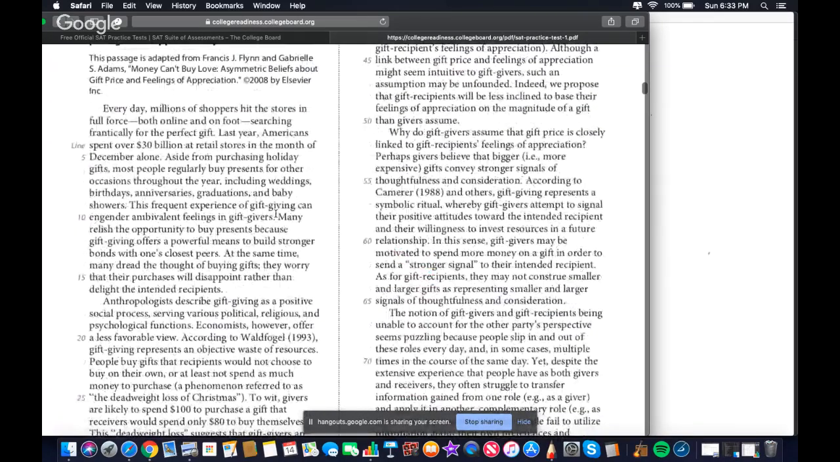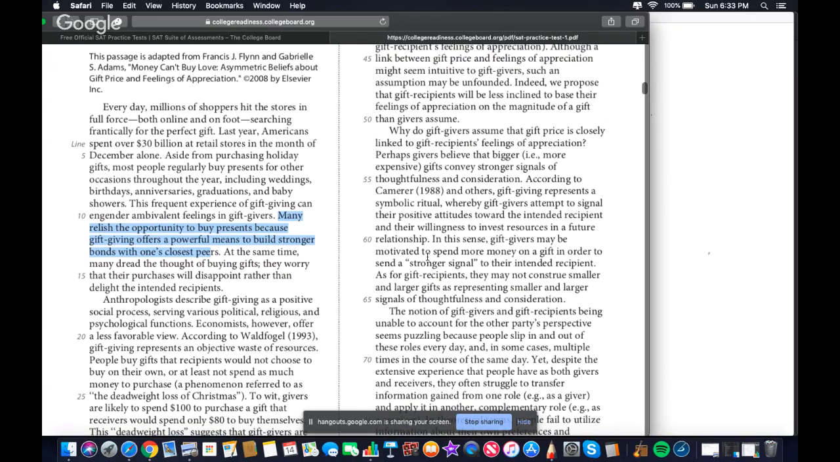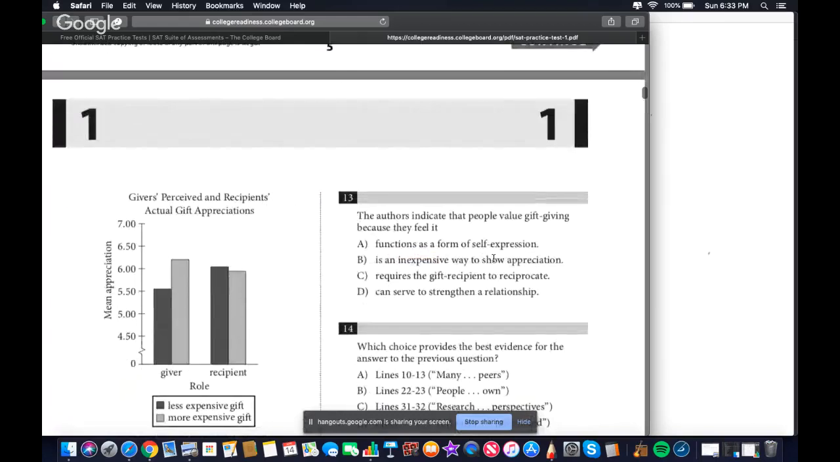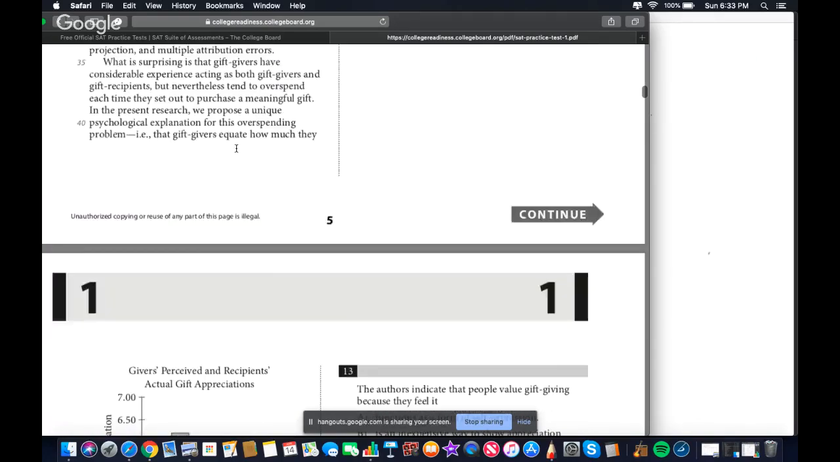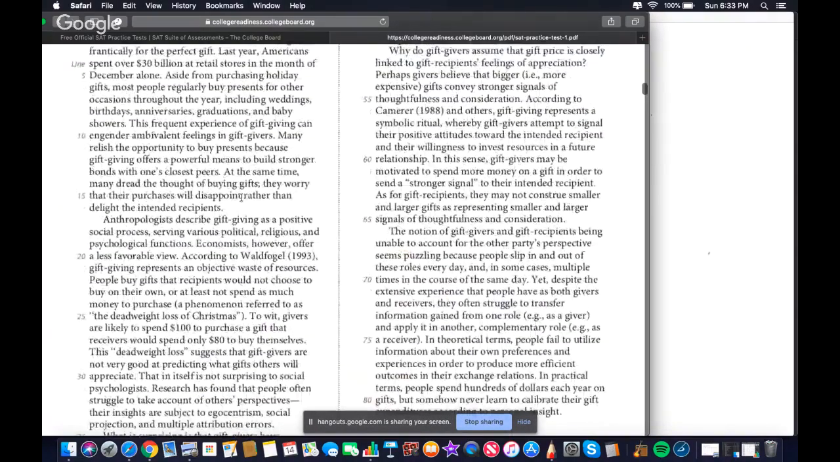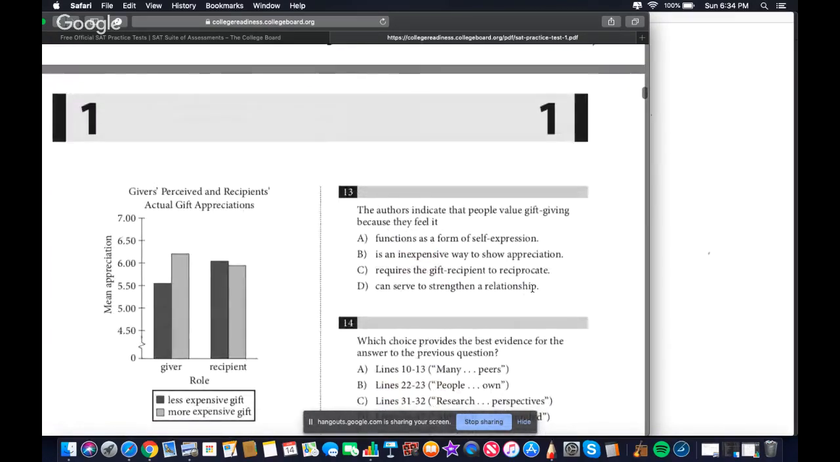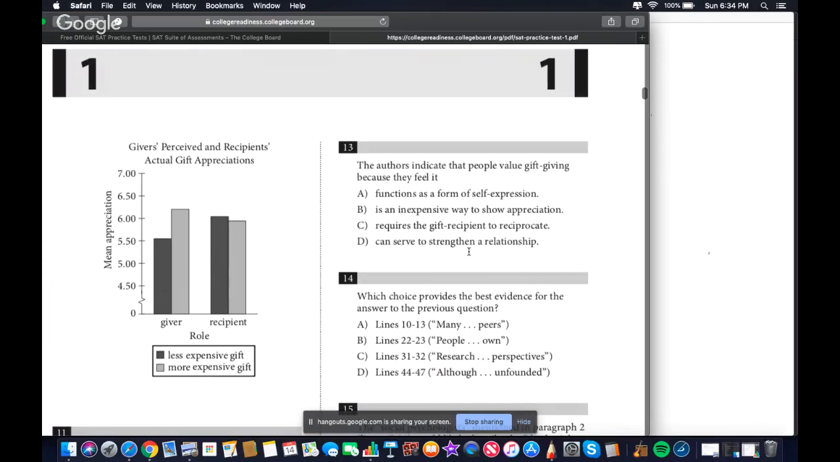Many relish the opportunity to buy gifts. That sounds like valuing gifts, because it presents a way to build stronger bonds with one's closest peers. Okay, cool. That definitely talks about gift giving. And if anything, strengthen a bond, strengthen a relationship. What was the exact language up here? Build a stronger bond. Okay, so that is going to be the right answer.